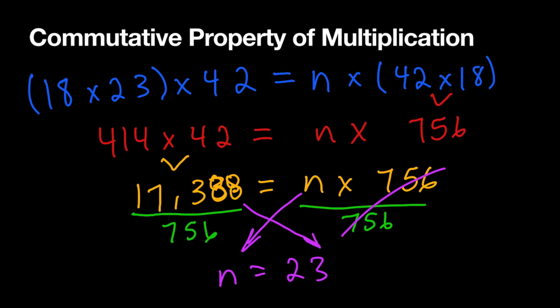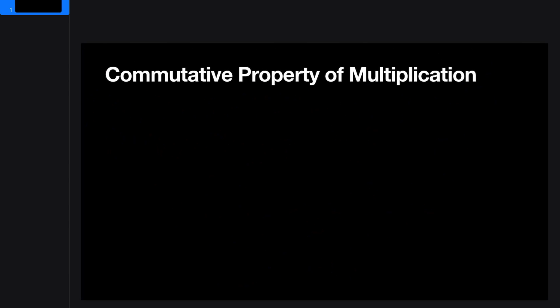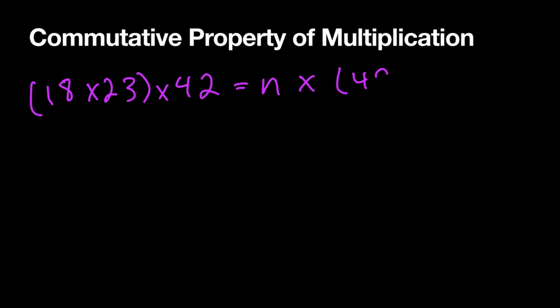But what you could also do is, let me just add a slide here real quick. Oh, never mind. That works as well. So let me just recopy that question. 18 times 23 times 42 equals n times 42 times 18.